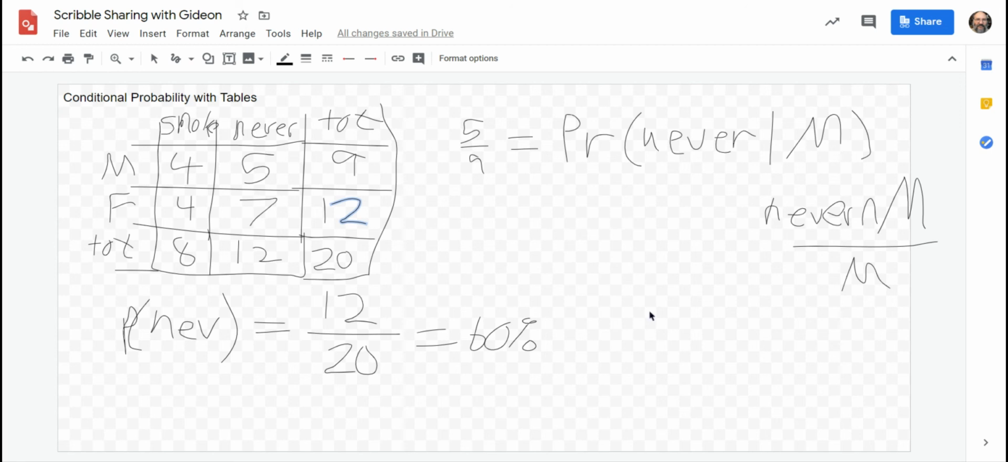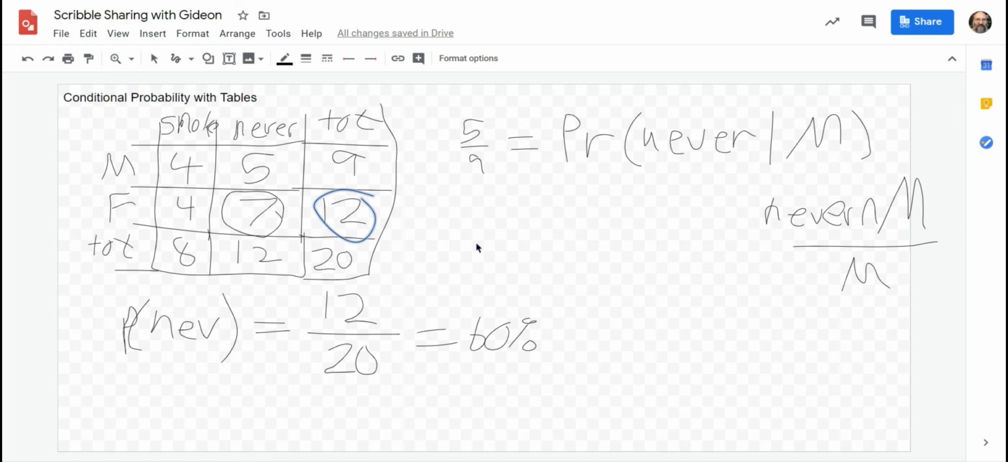And if it gets hard, like, wait, compare smoking status by gender? Well, then just think about by gender. So they want to know the smoking status of males. Oh, well, that's a row probability to figure out smoking status of the males, and then compare that with smoking status of the females. How about never? 5/9 for the males, and 7/12 for the females. Different fractions of never smokers for each gender. So that's comparing the smoking status by gender.